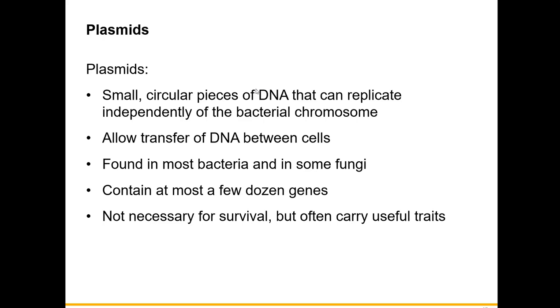Plasmids are small circular pieces of DNA. We will talk at length about plasmids in chapter 12 as well. They can replicate independently of the bacterial chromosome. They allow the transfer of DNA between cells, are found in most bacteria and in some fungi, and contain at the most a few dozen genes. Not necessary for survival, but they do carry virulence factors.